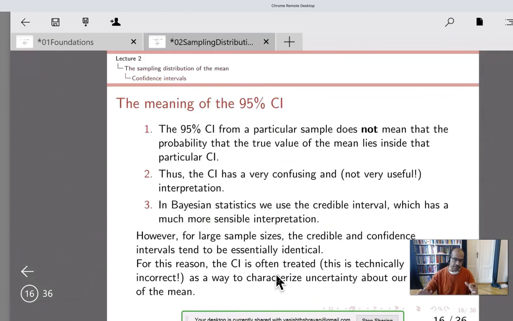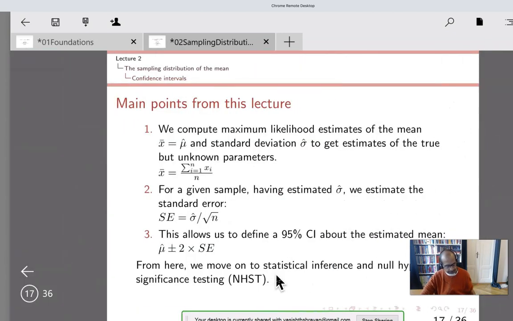And so that's a very uncomfortable fact. But sometimes you will find that people actually behave like Bayesians when they're talking about the frequentist confidence interval, right? And in fact, this is not such a crazy thing to do, because for very large sample sizes, the Bayesian credible interval and the confidence interval will tend to look very similar, right? So it is technically incorrect to treat the confidence interval in this way as a measure of your uncertainty of the mean, but we will sometimes be sloppy about that and allow ourselves to think in this way. Okay. All right.